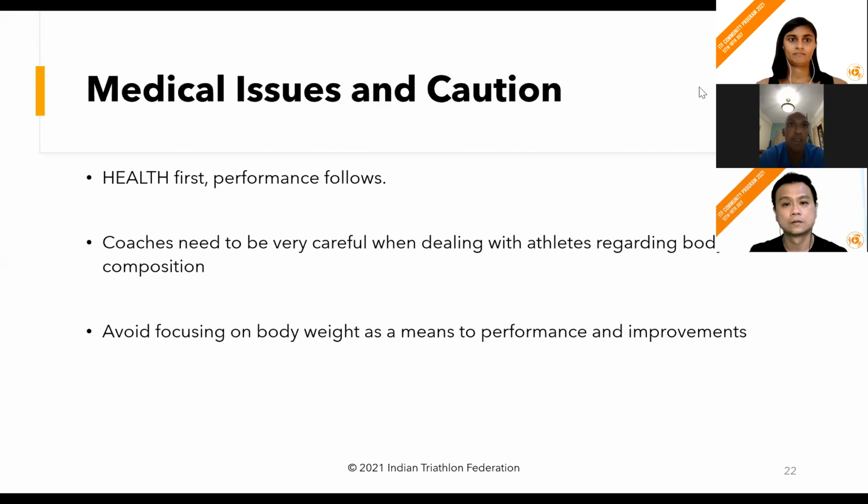I talked about this, that we have to be careful when we're dealing with body composition, especially in today's social media age. There's constant peer pressure, especially amongst athletes, amongst parents. So be very, very careful in the way you approach these ticky-tacky subjects. And this leads right into it, that avoid focusing on body weight. We have to be very, very careful, especially with females, that you do not throw body weight in the mix.